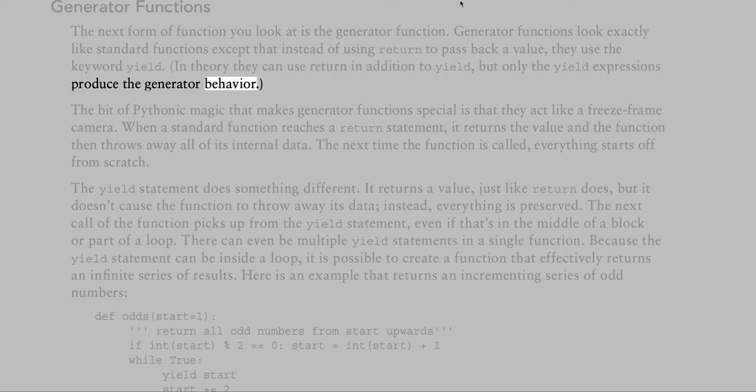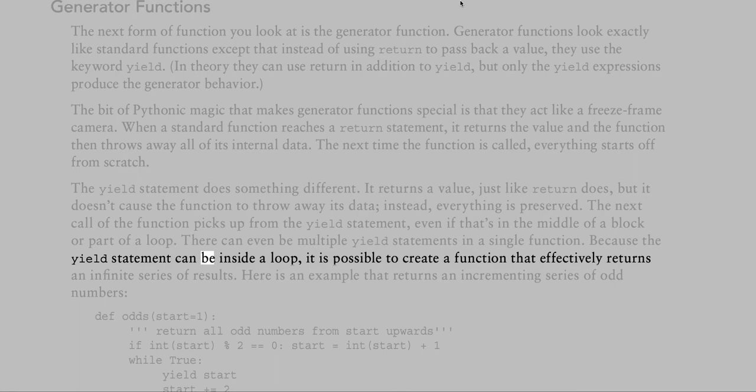generator behavior. The bit of Pythonic magic that makes generator functions special is that they act like a freeze frame camera. When a standard function reaches a return statement, it returns the value, and the function then throws away all of its internal data. The next time the function is called, everything starts off from scratch. The yield statement does something different. It returns a value, just like return does, but it doesn't cause the function to throw away its data. Instead, everything is preserved. The next call of the function picks up from the yield statement, even if that's in the middle of a block or part of a loop. There can even be multiple yield statements in a single function.